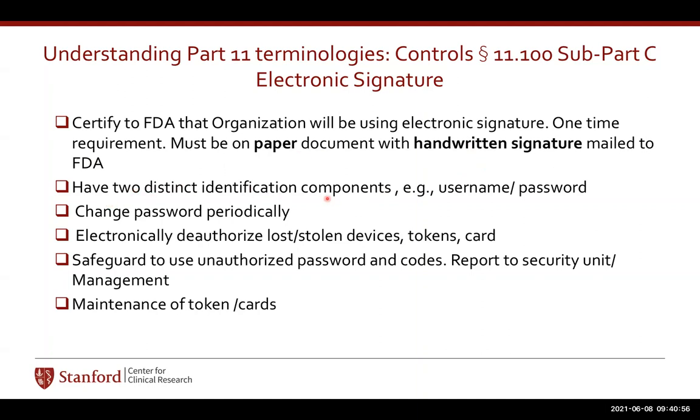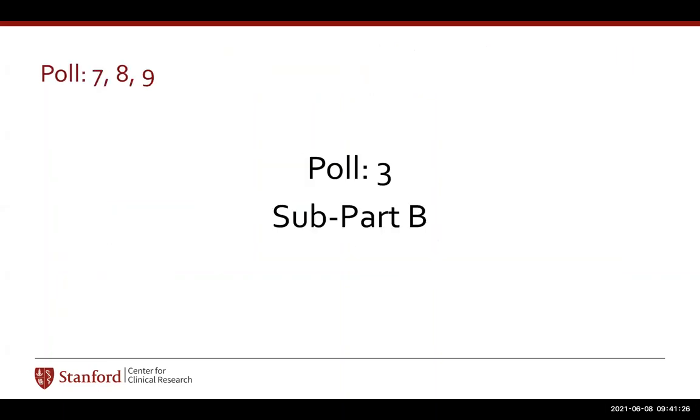So there are basically some controls: username and password. All of you are aware of that. And then the password must also be changed periodically, and Inverse T enforces that too. It is also important that some of the devices, such as tokens and cards that are used to generate passwords, must also be maintained and safeguarded. These are all important in Part 11. Let's take poll 3.